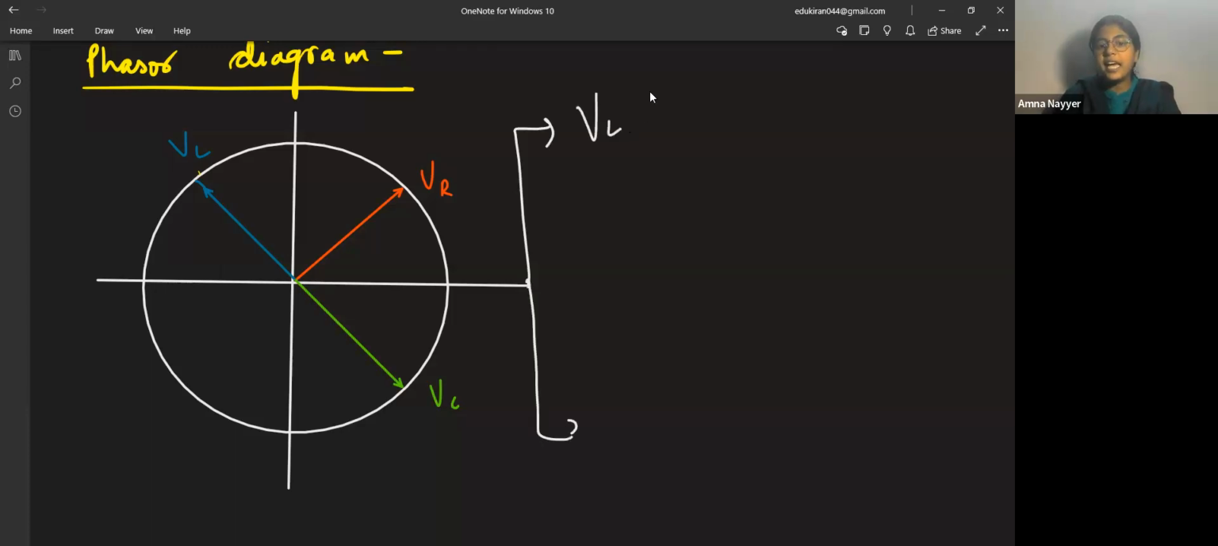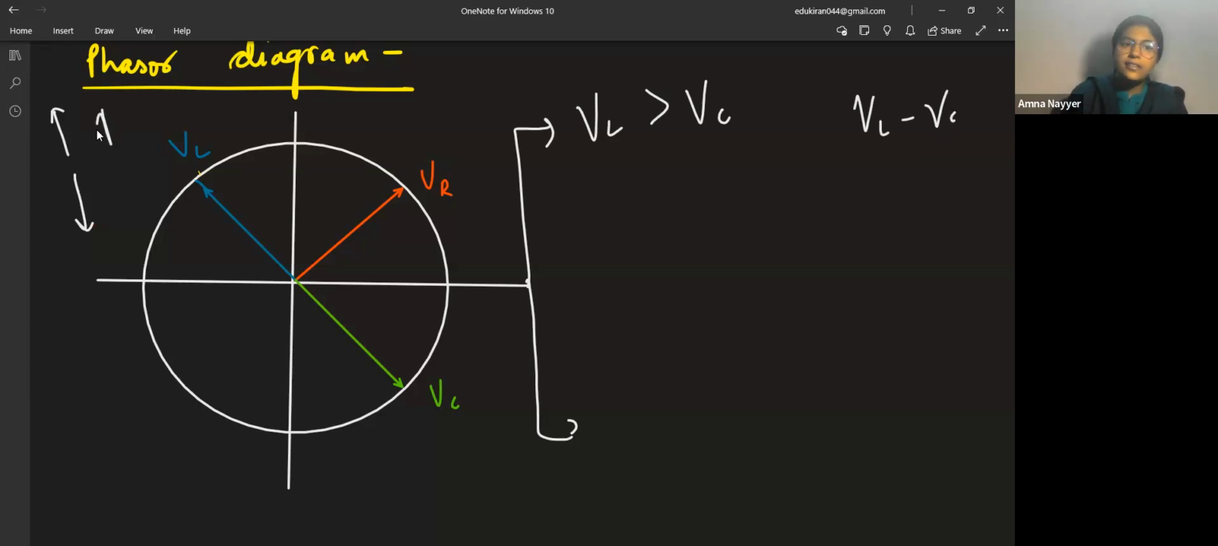If VL is greater than VC, suppose the voltage of the inductor is greater than the voltage of the capacitor. It's like one vector is here, one vector is here. If this vector is greater, when you subtract, when you write VL minus VC, the resultant will be in this direction because this is greater. That's how we subtract two vectors. In the direction where the vector is greater, there you put the sign.